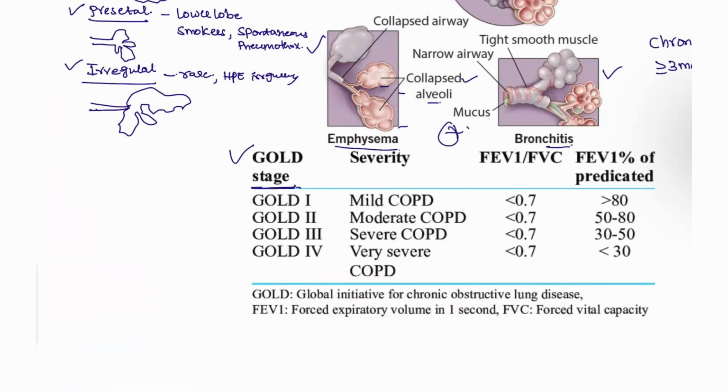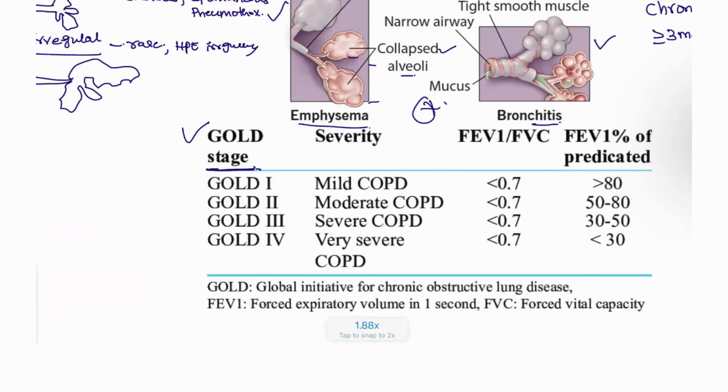What does this GOLD criteria mean? When you are checking the forced expiratory volume, you are going to see these different stages. All the patients are obstructive with the 0.7 ratio only. And if it is predicted, GOLD 1 will be more than 80%, GOLD 2 will be 50 to 80%, GOLD 3 will be 30 to 50%, and severe will be less than 30%. So this is how we are going to check the GOLD criteria. This is very important for this patient.